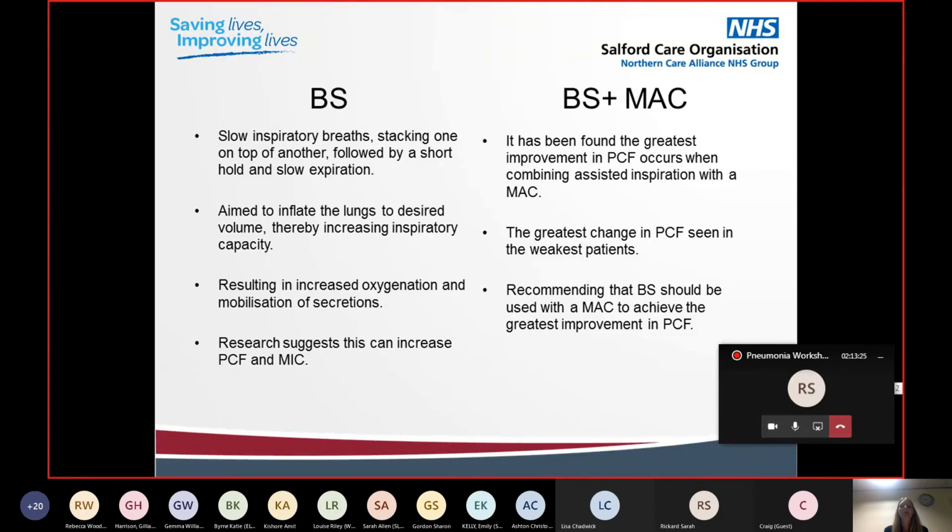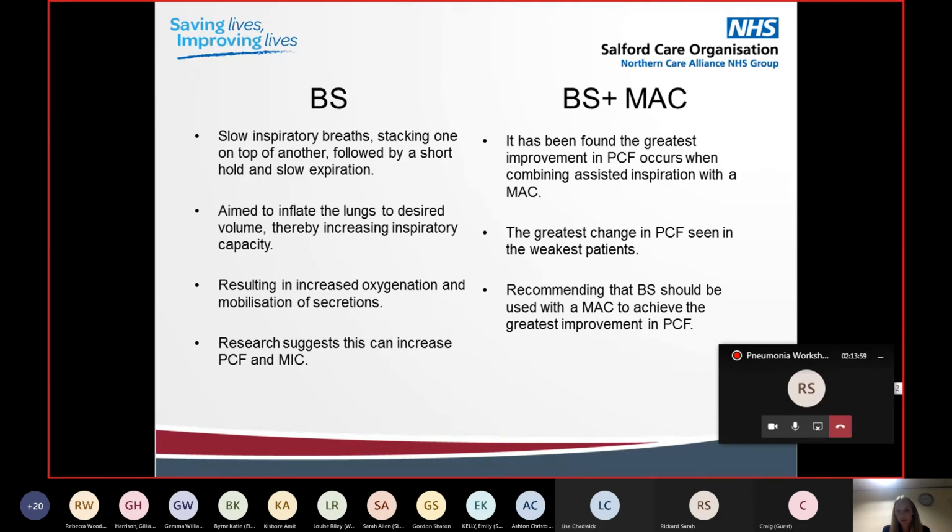With breath stacking, or it can be known as air stacking, slow inspiratory breaths are taken, stacking one on top of another, followed by a short hold and a slow expiration. It's aimed at filling the lungs to a desired volume, increasing inspiratory pressures. So hopefully we get increased oxygenation and mobilization of secretions. The research suggests it can help increase peak cough flow and maximal inspiratory capacities.